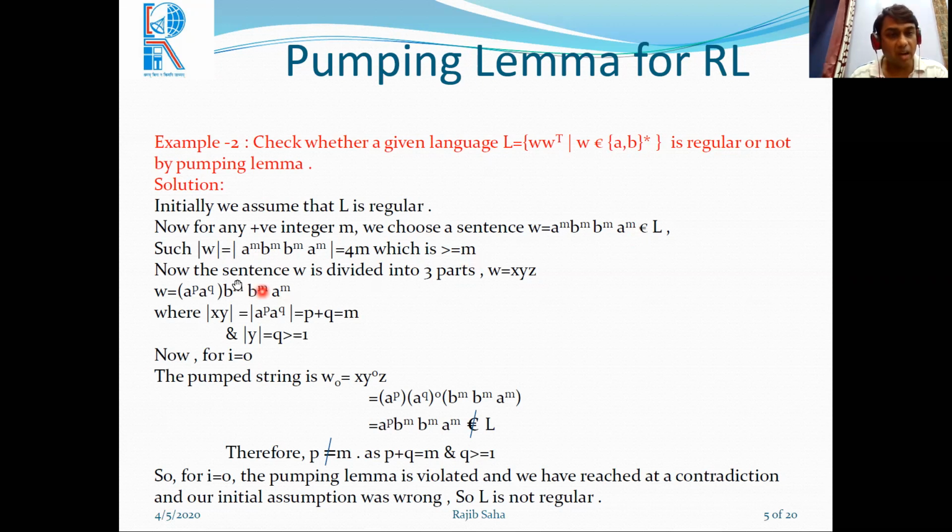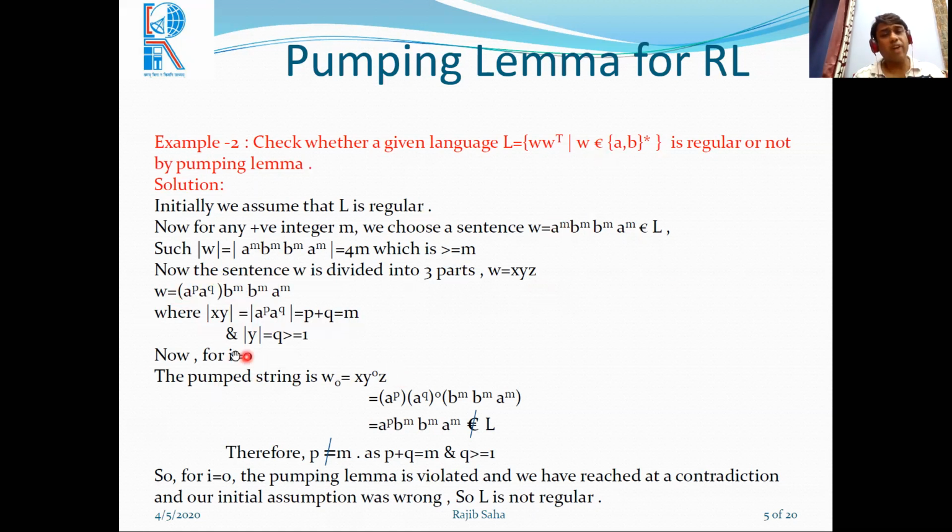Clear? Now the sentence W is divided into 3 parts: W equals x, y, and z. Now I am dividing the first part, the a to the power m, what I did in the previous example, into two parts: a to the power p and a to the power q. And the rest of the part, b to the power m, b to the power m, a to the power m, stays as it is. So same thing, |xy| equals |a to the power p, a to the power q|, so p plus q equals m, and other things remain the same.